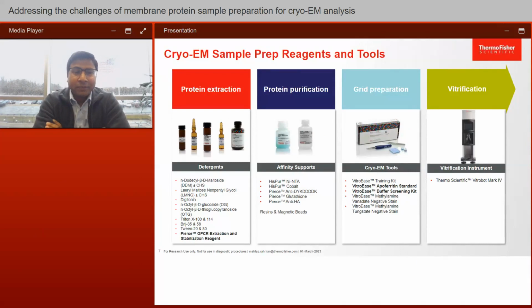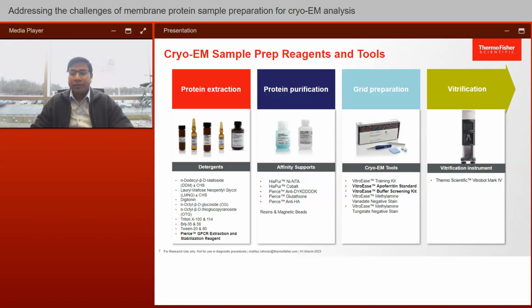To study membrane proteins, the first step is to extract them from the membrane, which is typically done using detergent. Thermo Fisher Scientific offers various detergents, including DDM, LMNG, OG, OTG, and digitonin. Among them, DDM and LMNG are also available in combination with CHS. We also offer some classical detergents like Triton, Brij, and Tween. In my next slide, I will talk about the GPCR extraction and stabilization reagent.